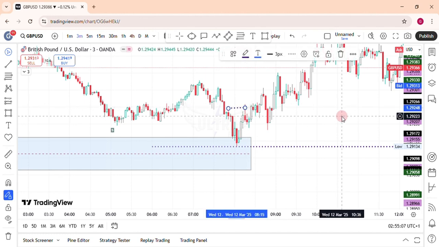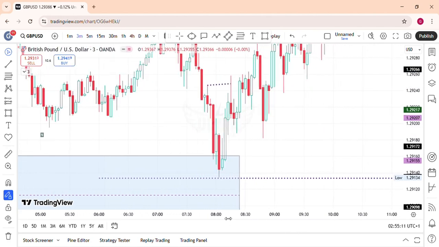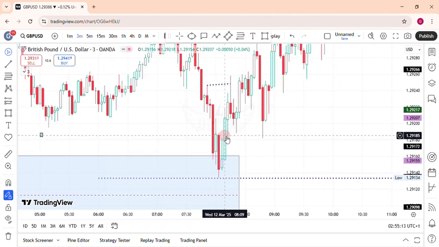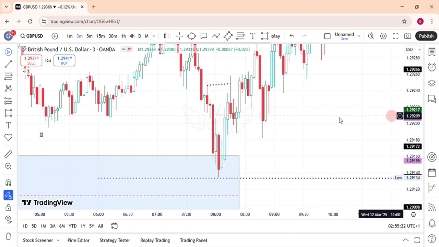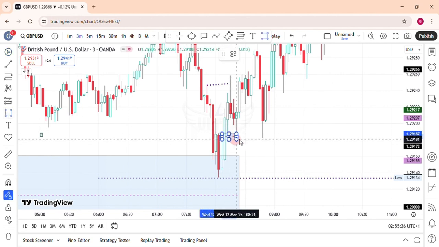Now let's extend this and check if there's a fair value gap. So now we can see a fair value gap here. This is a fair value gap from this candle's wick to this candle's wick. You can see the space between it is your fair value gap. So you are anticipating that price should tap into this fair value gap, and you can see price tapping into it. So this should be your entry.